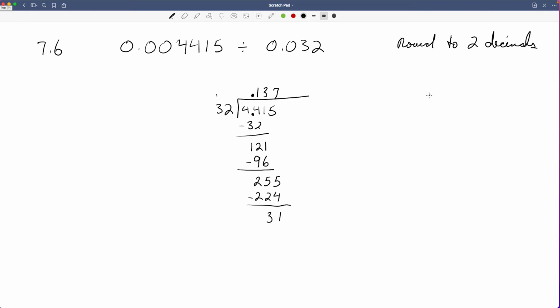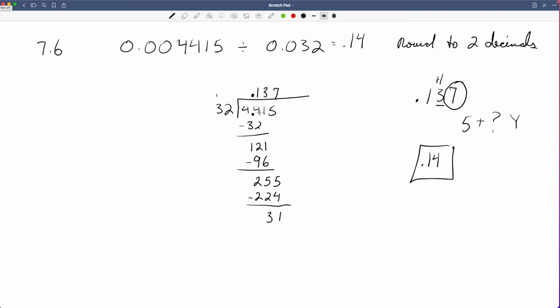So if my answer is 0.1, oh goodness, it just kind of went all over the place, didn't it? My pen just jumped. If my answer is 0.137 and I'm rounding to here, I'm looking at this number to see if it is 5 or more, and the answer is yes. So I would round this to a 1. I would add 1 here, right? So the answer would be 0.14. Because I rounded my answer to 2 decimals.